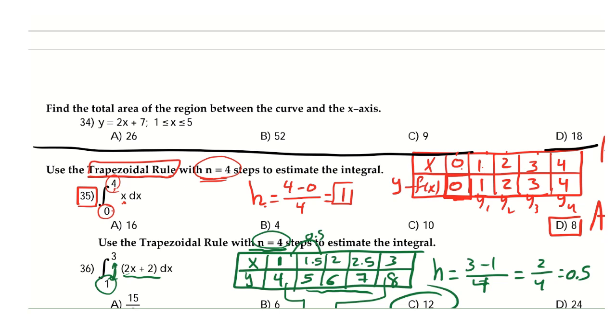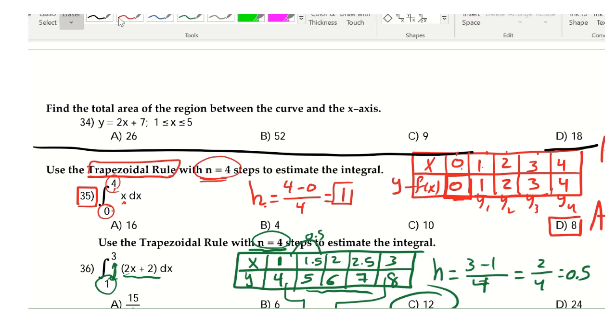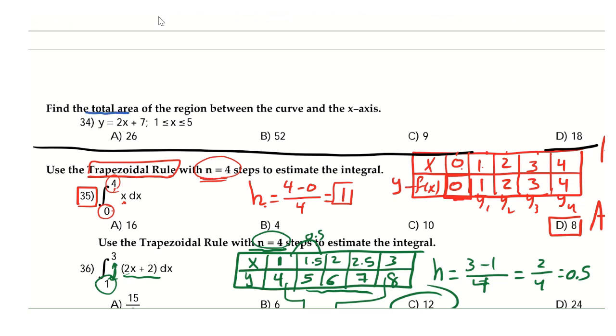Question number 34, he is asking about the area, and we are studying calculus, so I'm looking for integration. The boundaries of x are from 1 to 5, so it's the integral from 1 to 5 of the function 2x plus 7. With a calculator, you are lucky if it's MCQ.